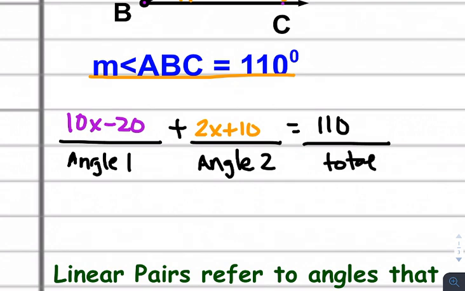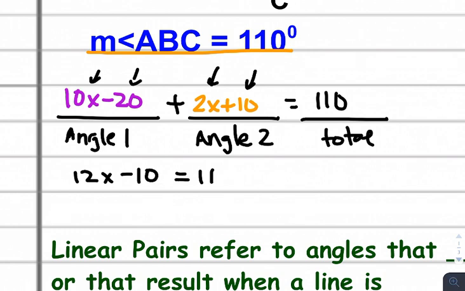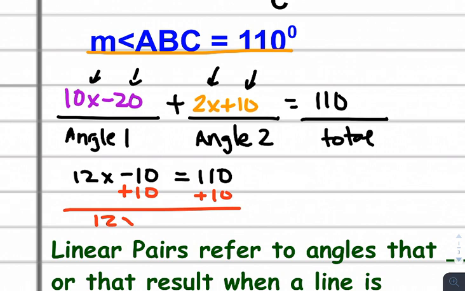Now we can finish this up by simply solving this. We add the x's together, we have the 10x plus the 2x, that gets us 12x total, minus 20 plus 10, it should be minus 10, and that's equal to the total of 110. Now algebraically speaking, you just have to solve this out, so we'll add 10 to both sides to solve for x. And so we have 12x equals 120. We can now divide both sides by 12.